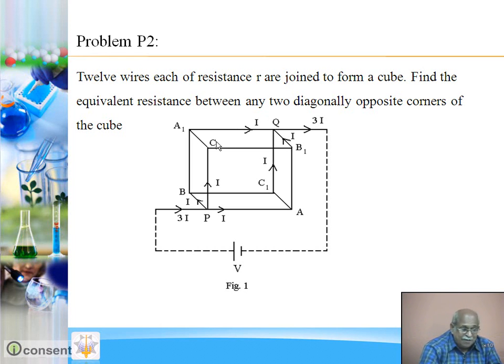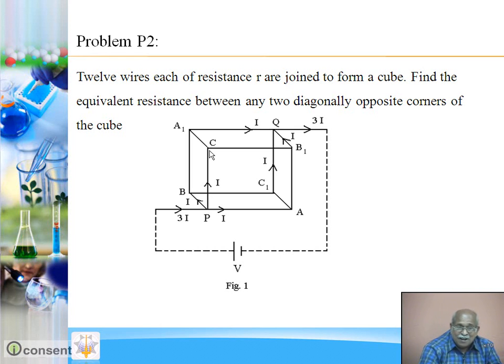Now what about potential difference? Potential difference also called voltage. What about voltage? P to A, current is I, resistance is R. So voltage I into R. P to B, current is I, resistance R. So voltage I into R. P to C, current is I, resistance is R. So voltage I into R. At once, what we find is points A, B and C are at same potential.